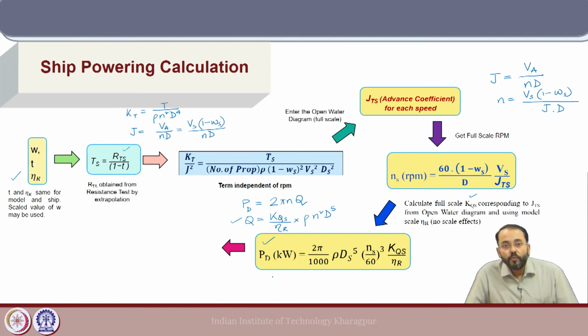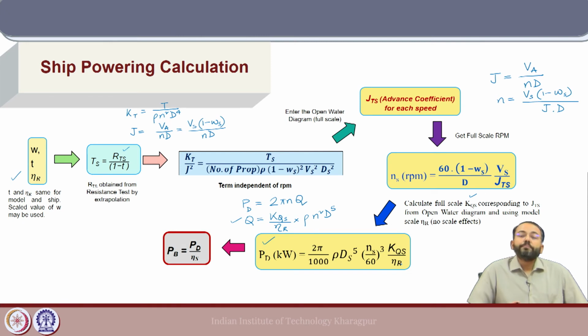Now, instead of n, we have Ns by 60, as Ns is mentioned in RPM, and for PD, because full scale power is typically expressed in kilowatt, it is divided by 1000 to get the power in kilowatt. So, in this particular expression, all the values of these parameters are now known. So, we are in a position to calculate the delivered power in the full scale.